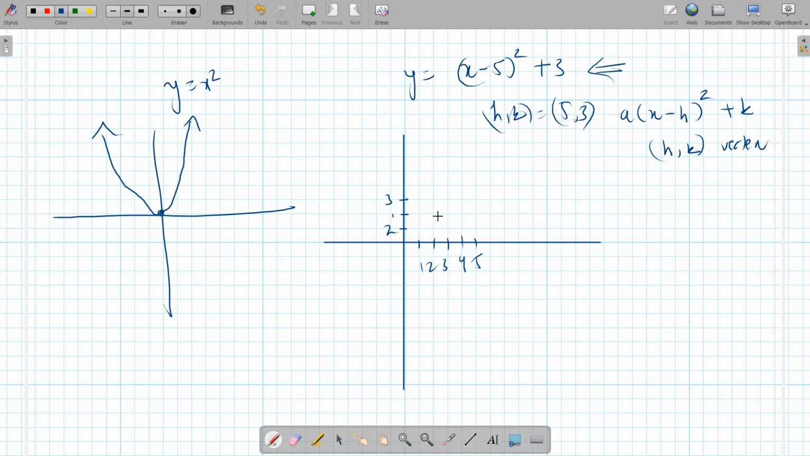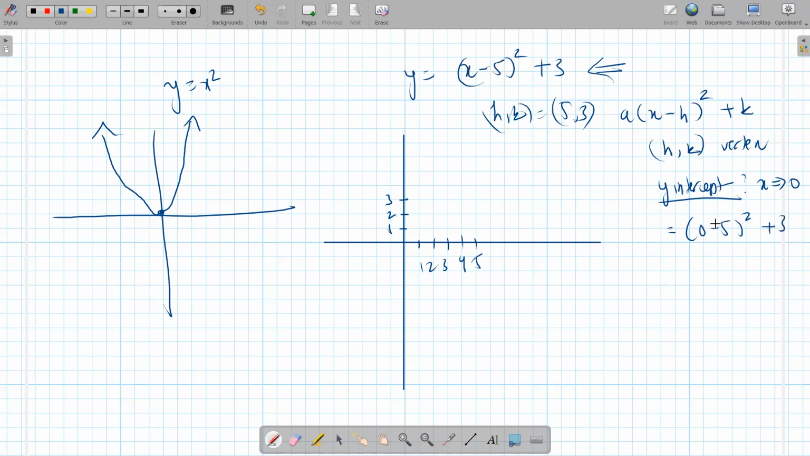So now let's 1, 2, 3. Now let's sketch this. To sketch this, we can also find the y-intercept. The y-intercept for any function, not just quadratic, is when the x value is 0. Set x to 0, so I'm going to plug a 0 in there. So the y-intercept is going to be 0 minus 5 squared plus 3.